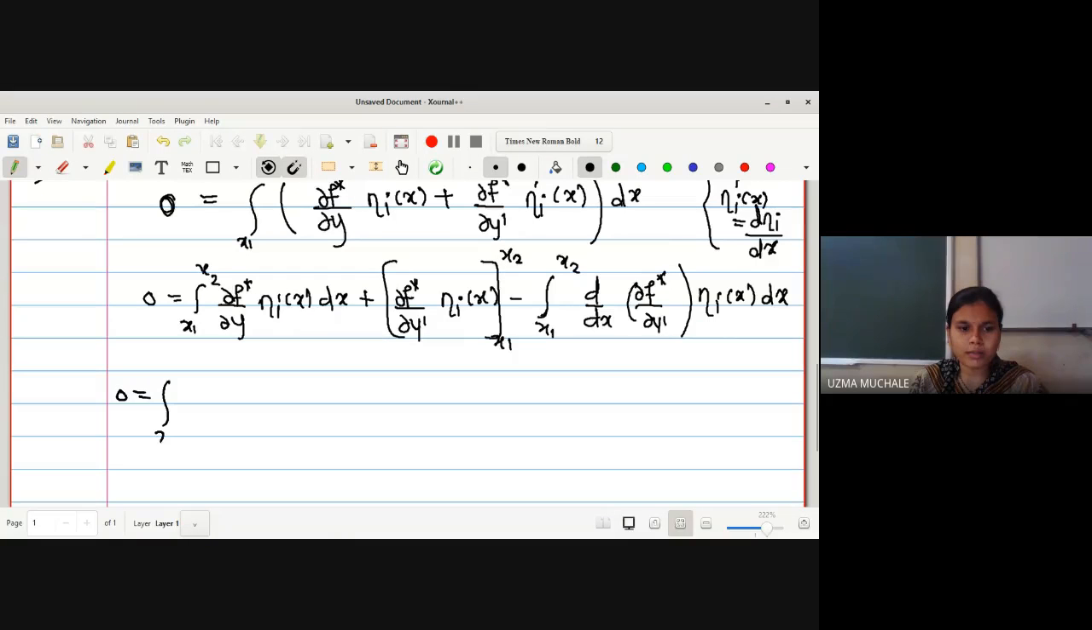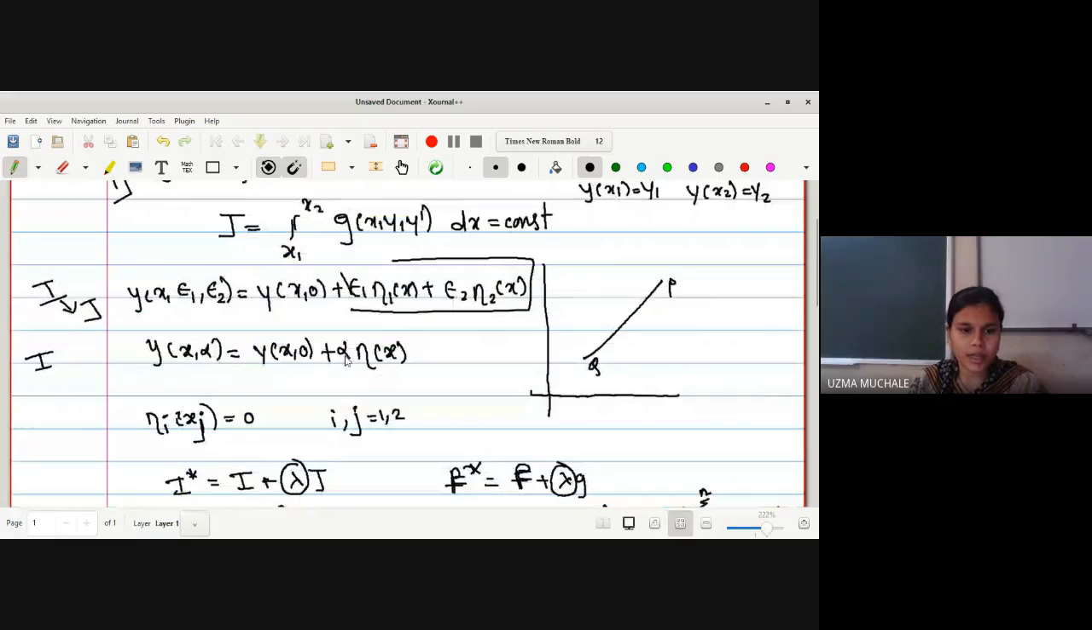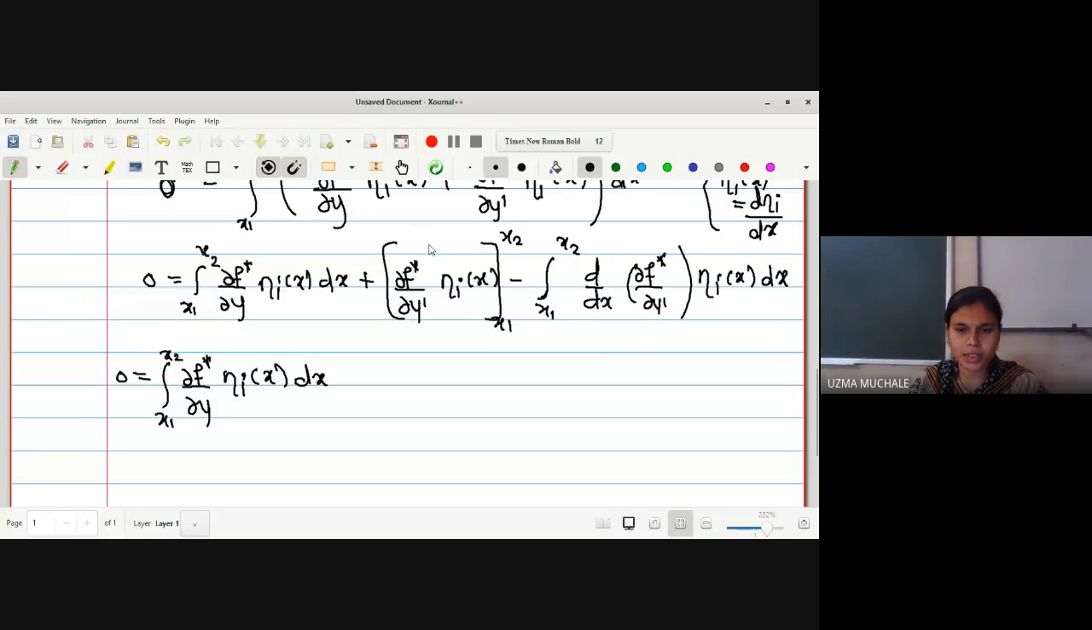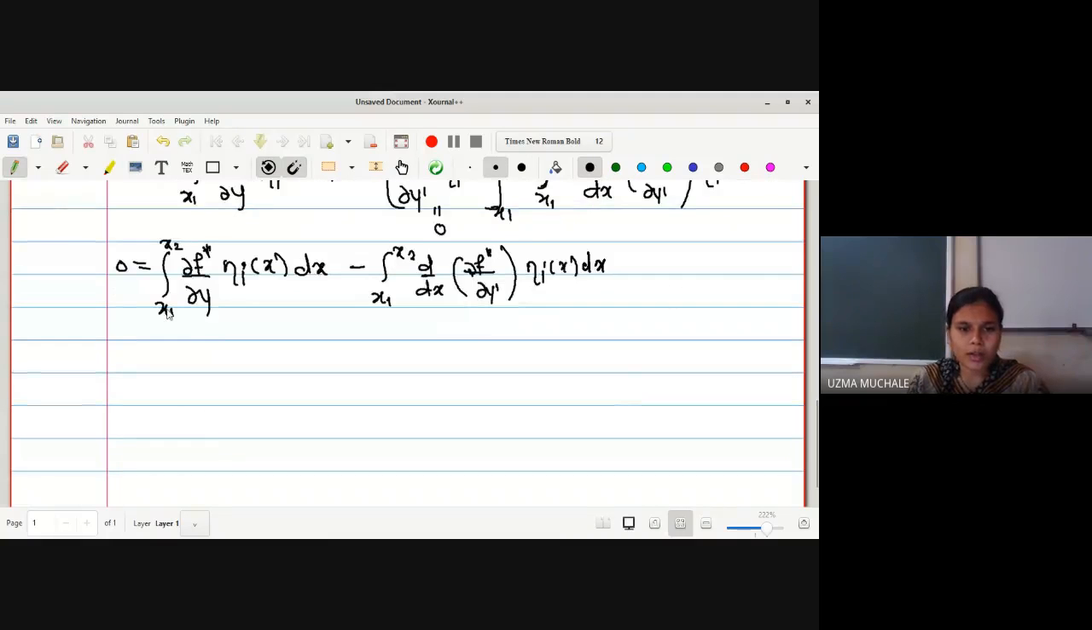Now if you remember our second term, we use the condition that eta i of xi equals 0. Why is it equal to 0? Because these conditions ensure that all the paths pass through points P and Q. So here we have written eta i of xj equal to 0, or you can write eta i of xi equal to 0, because both run over 1 and 2. Values are given, x1 and x2, because we have 2 points. That means we have two conditions, because two integrals are given. So the second term will be 0, right? Minus what we have now, integral x1 to x2 of d by dx of f star with respect to y dash, eta i of x dx.